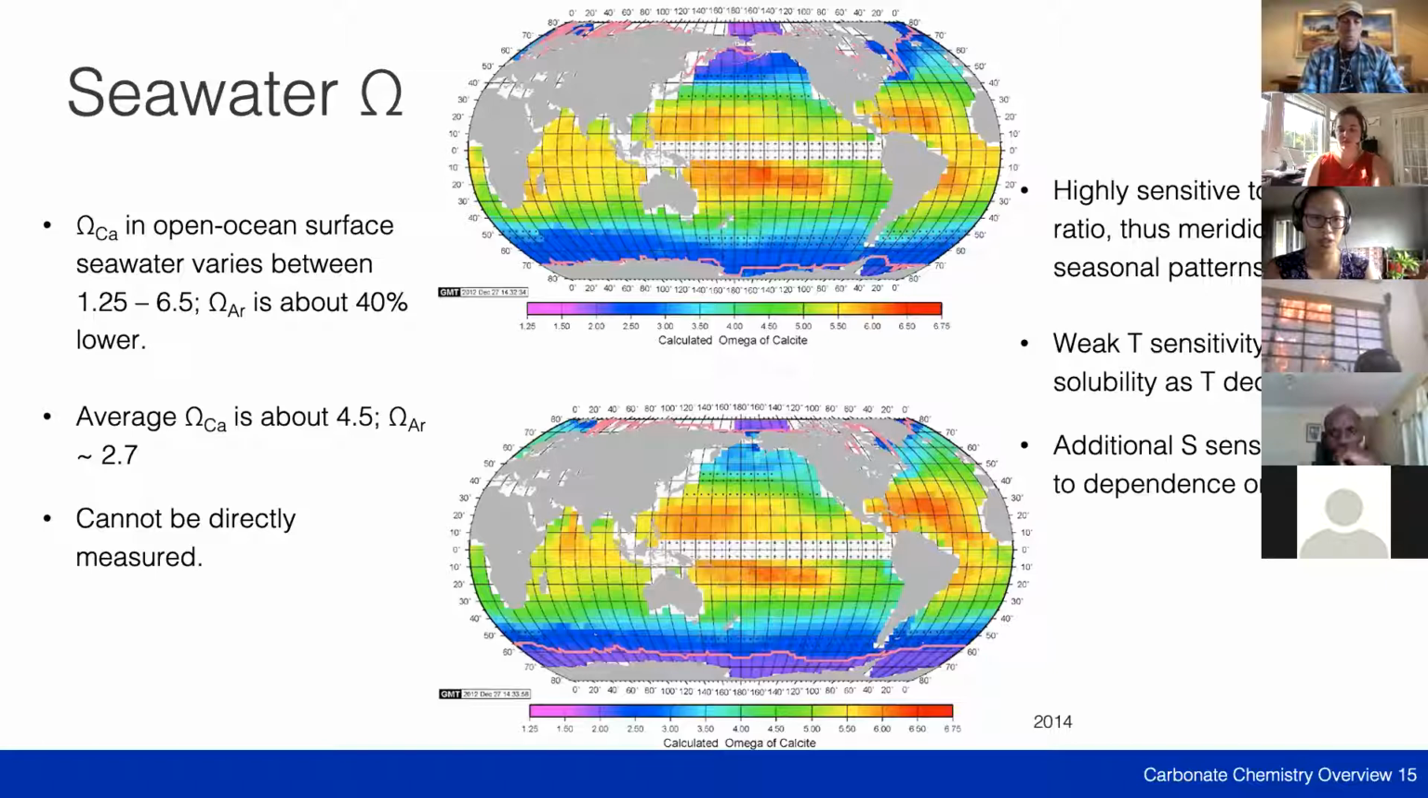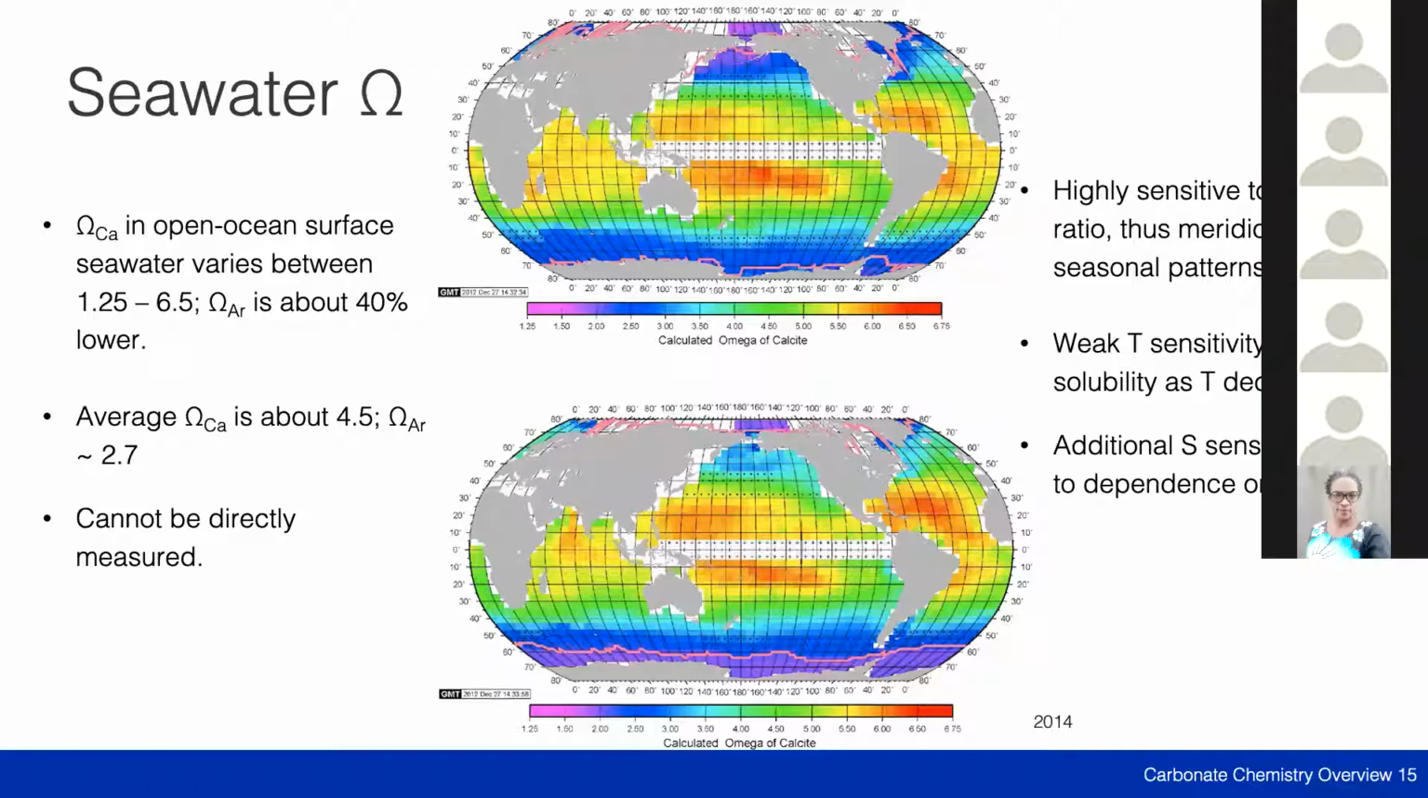So in the open ocean, the calcite saturation state varies between 1 and 6, and aragonite is more soluble, so that's about 40% lower. Average for calcite is 4.5, and for aragonite is 2.7. Like I was saying earlier, this can't be directly measured because it depends on concentration of calcium and carbonate. It is very sensitive to the ratio of alkalinity to DIC, which can be thought of as the buffer capacity. And it's not as sensitive to temperature and more sensitive to salinity due to its dependence on the calcium concentration.